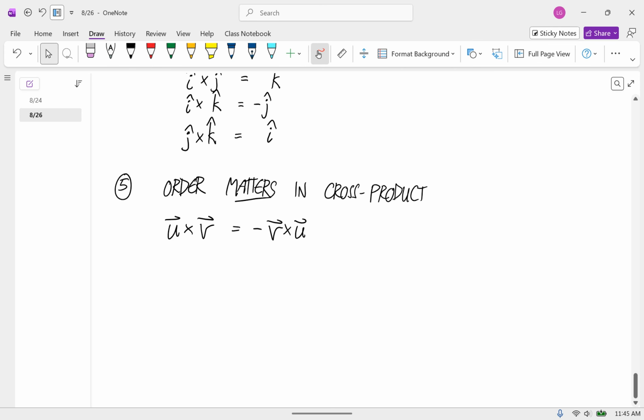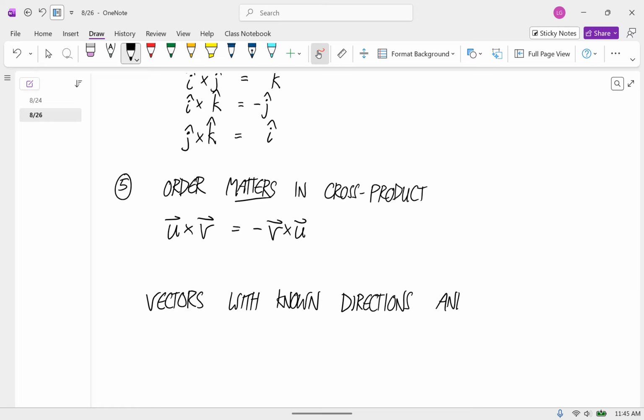So the next thing we're going to talk about is forces with known directions and unknown magnitudes. Well, actually, I don't know why I said force. It's really generally true of vectors. It's just force is going to be where this comes up the most often in this class. So I'm going to change this to vectors with known directions and unknown magnitudes.